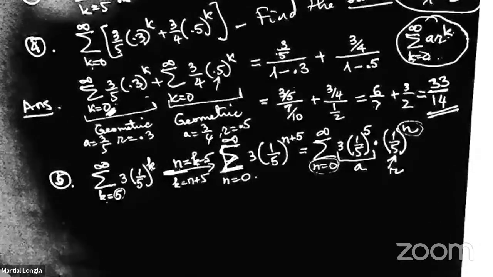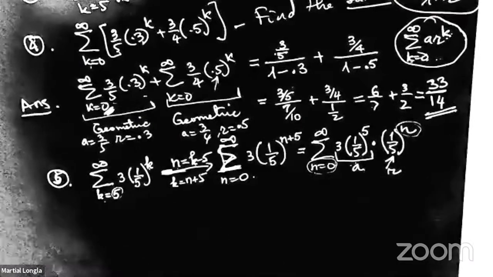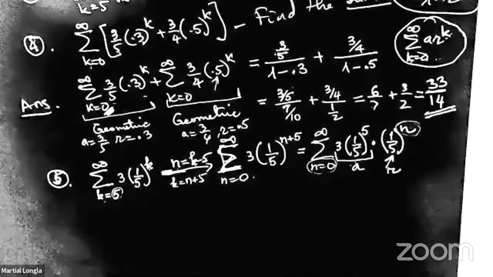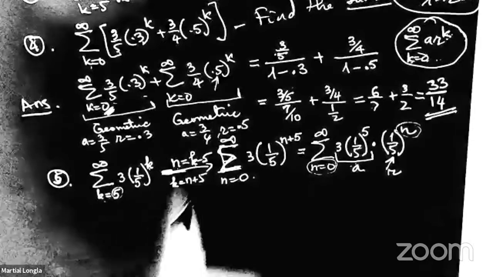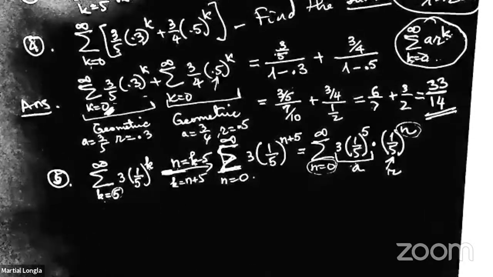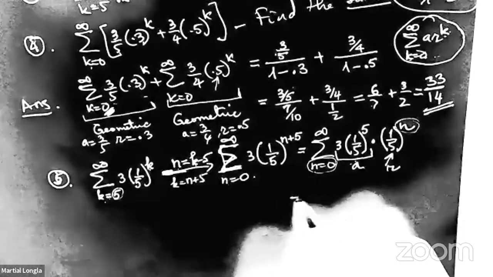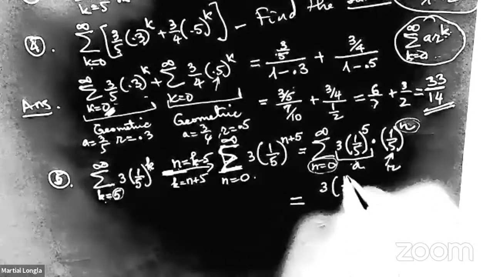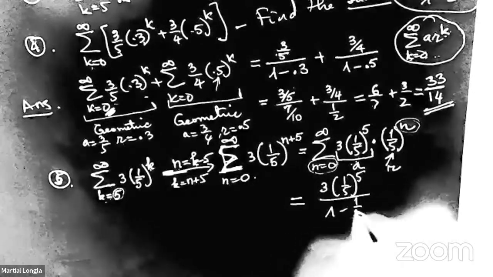Do you see this? Yeah, that makes sense. So now this is the new a. Though you would think at the beginning that a is 3, actually for this one, a is 3 times 1/5 to the 5th. So it's very important to know where you're starting for the geometric series. And therefore, this sum is nothing but a, which is 3 times 1/5 to the 5th, over 1 minus r, 1 minus 1/5.